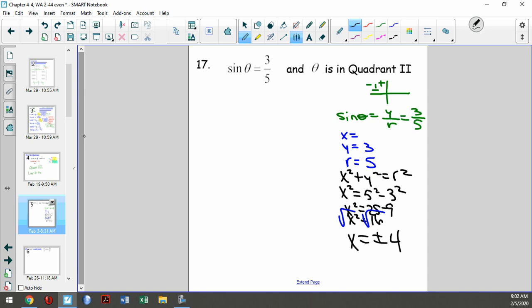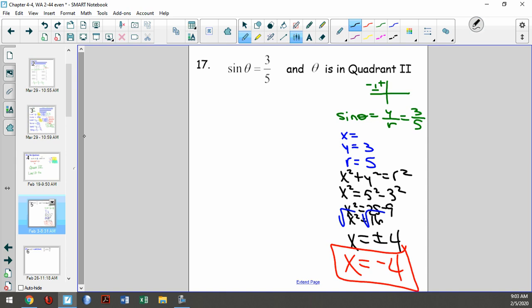Which of those is it going to be? Why is it minus 4? I have to choose only minus 4 because since I'm in quadrant 2, my x is negative, not positive. Do we all understand that?